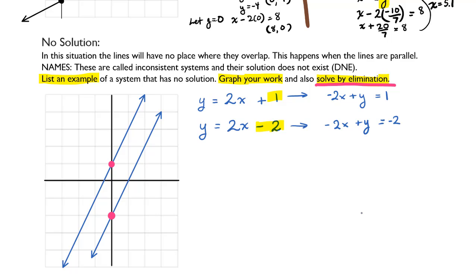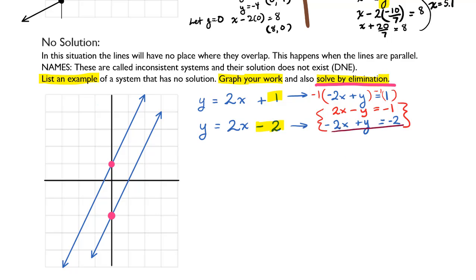Now, by elimination, we would look at those two equations and figure out what number I would multiply both sides of the equal sign by to allow me to eliminate one of the terms. Well, I can just pick one. If I were to multiply by -1 on both sides of the equal sign, I would end up with 2x minus y equals -1.